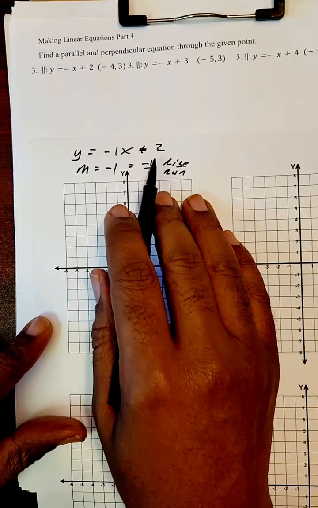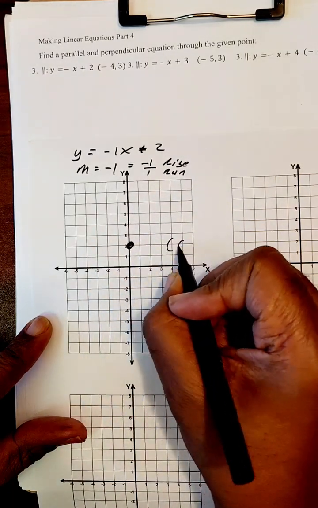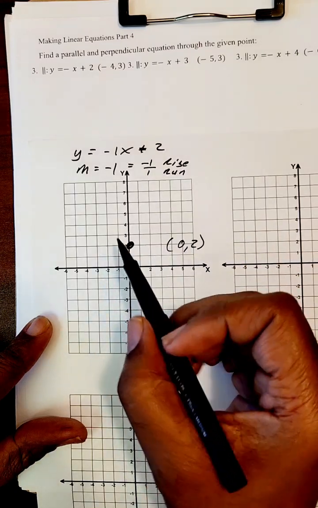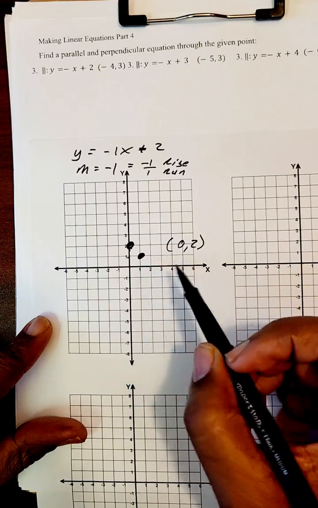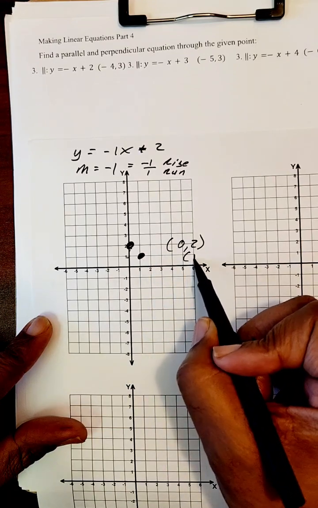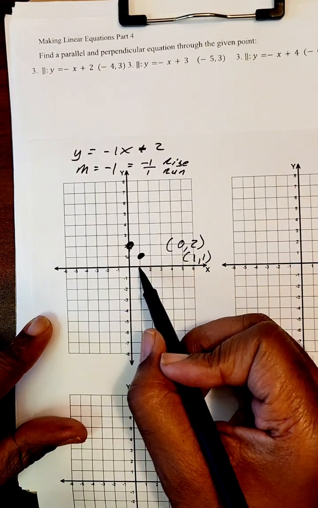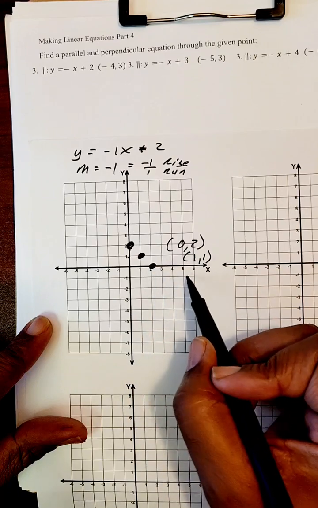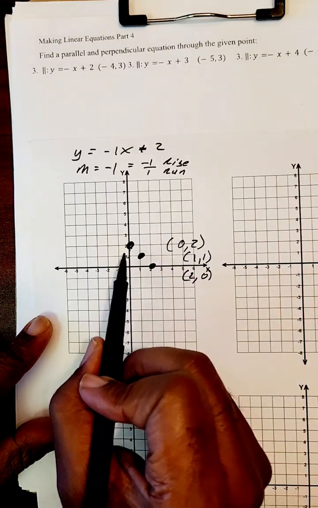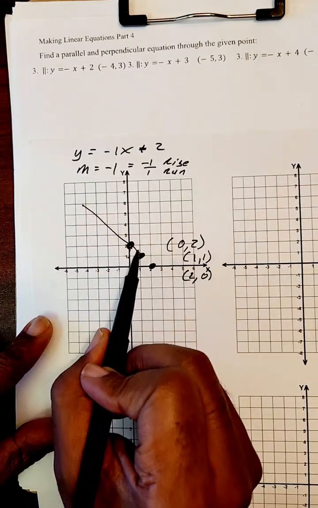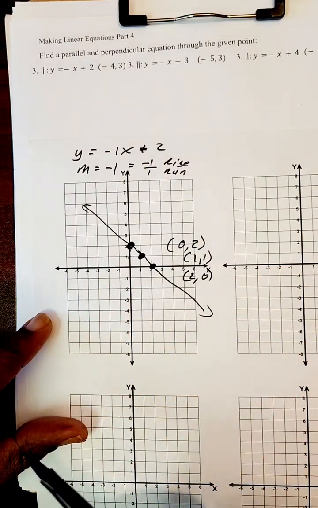Okay, so let's go to 0, 2 for the y-intercept for this. So right here, that's 0, 2. And to get to our next point, we're going to go down 1 and then over 1. That takes us to this new point. That new point is going to be x is 1, y is 1. Let's do it one more time. Down 1 over 1 takes us to a third point, which is x is 2, y is 0. Okay, that's enough for graphing. And there's kind of what the line should look like.